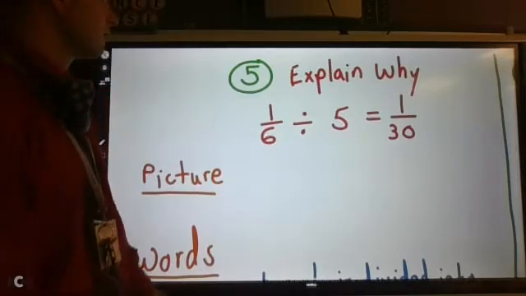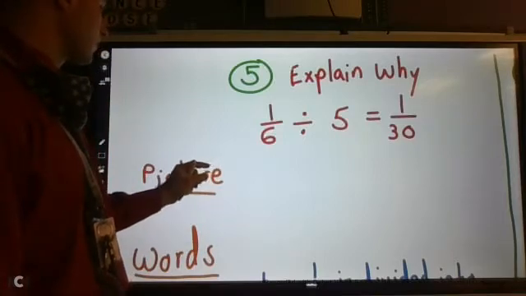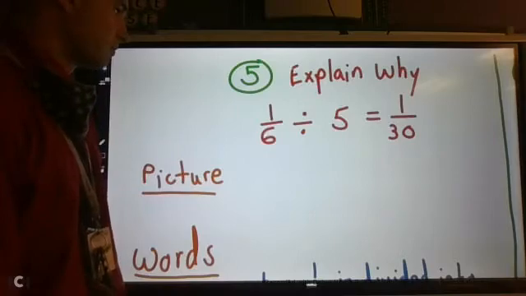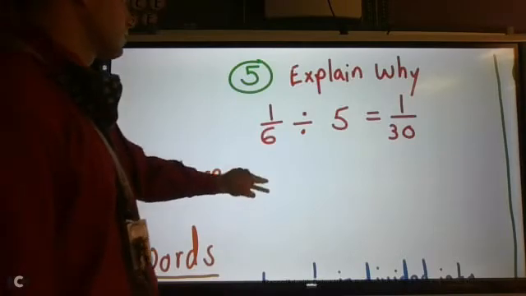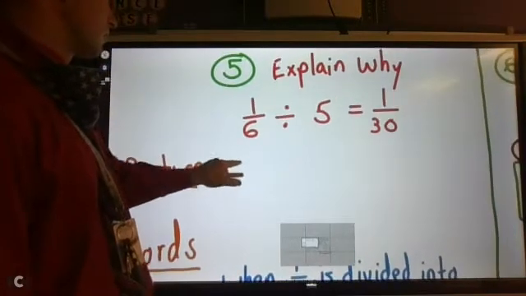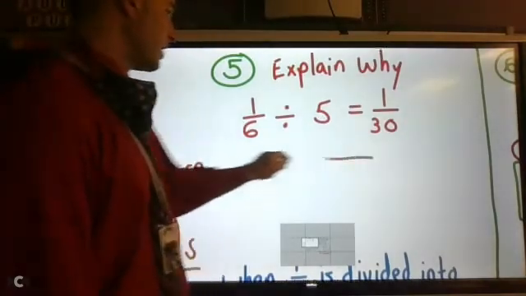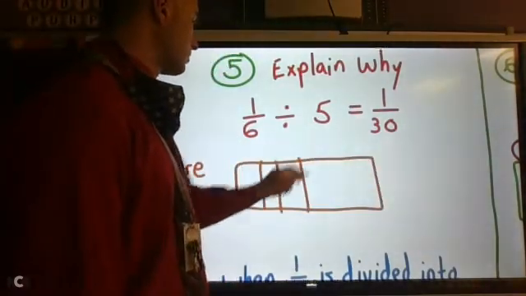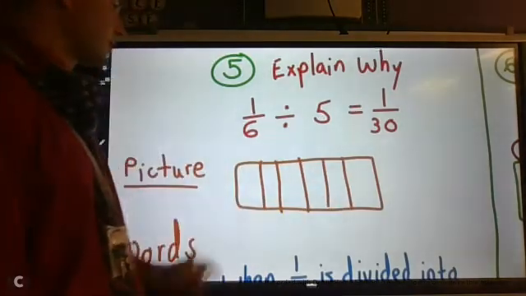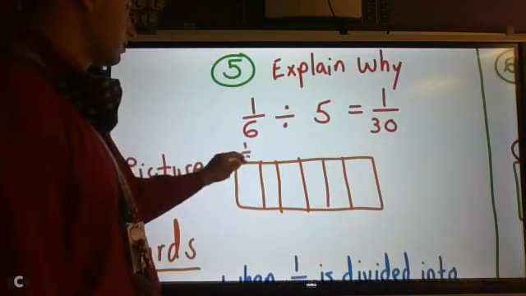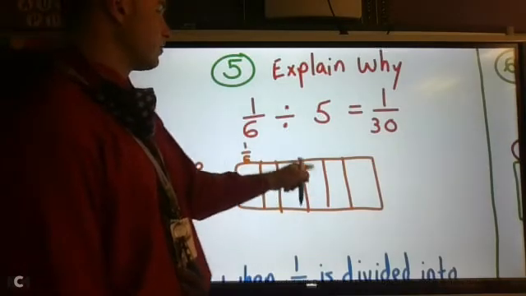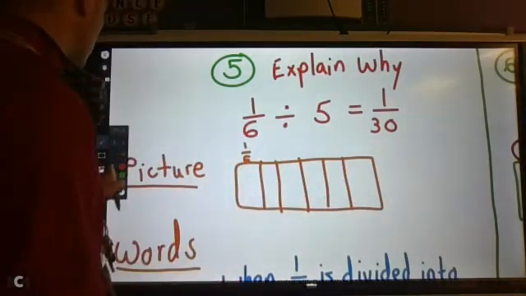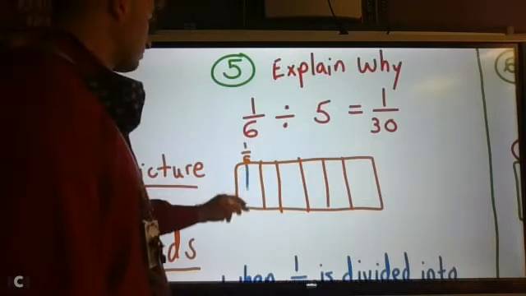Okay, so 1/6 divided by 5 is 1/30. So I'm going to draw a rectangle that shows 1/6, 1/6 here, 1/6 here, 1/6 here, 1/6 here, 1/6 here, 1/6 here. I'm going to divide each of them up into 5 parts.